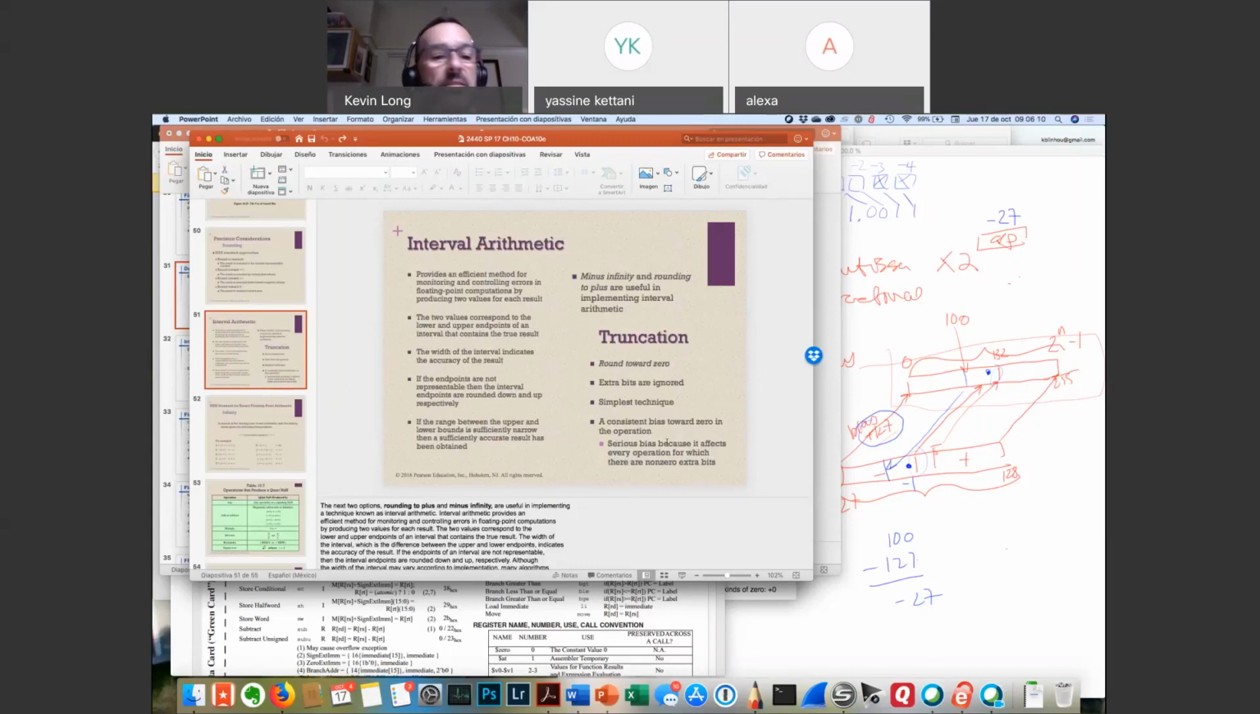The other way to do it is to not worry about rounding at all. Just chop things off. Well, that's the same thing as rounding towards 0, right? If all you ever do is throw off the bits you can't represent.